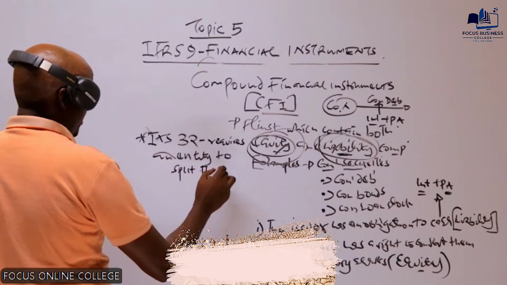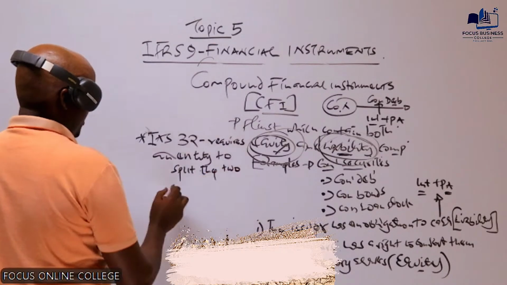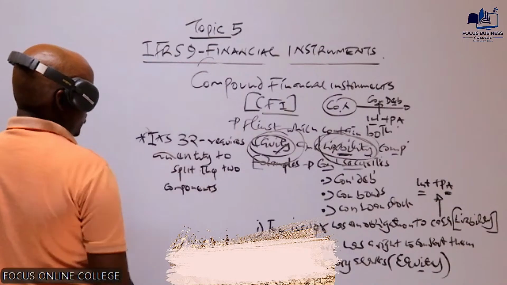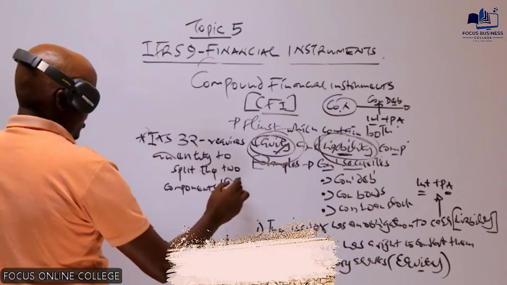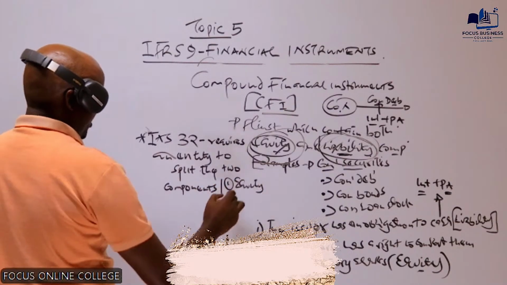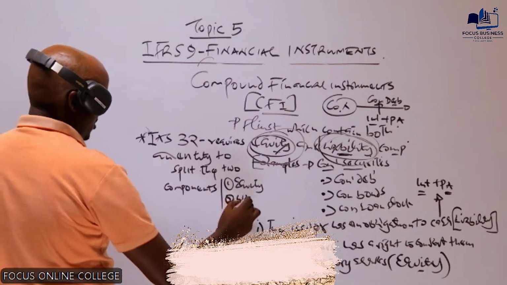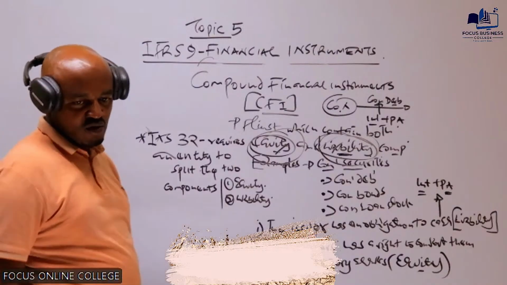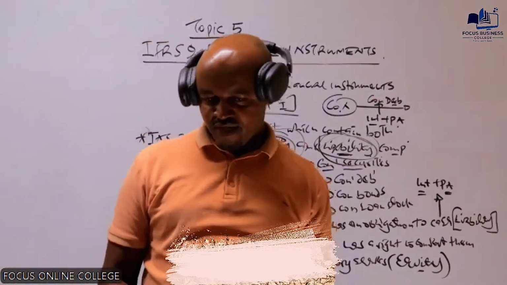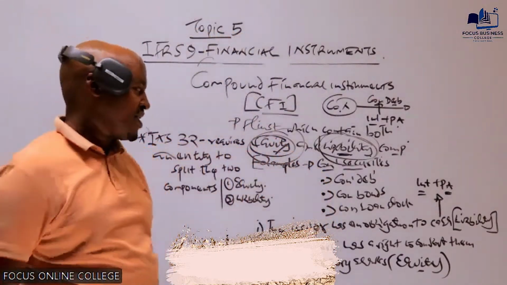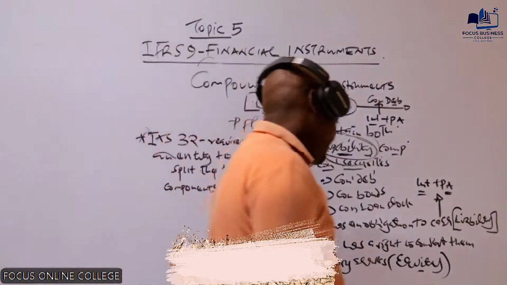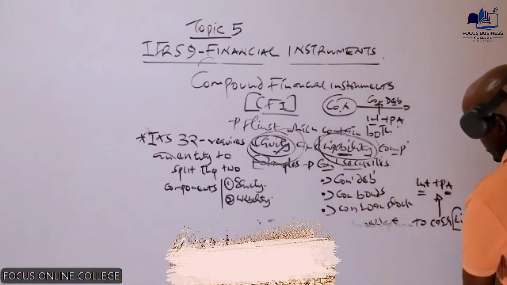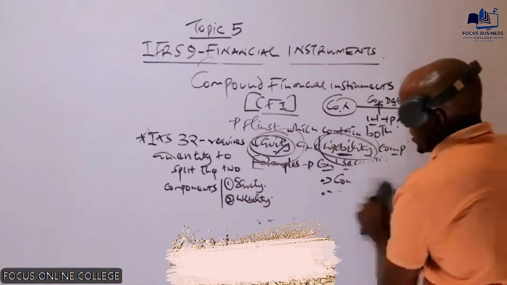The two components. So which are the two components here? The equity component and number two, the liability component. So those two components must be separated, must be split in other terms, and be accounted for separately. I want us to look at how we do that particular split.